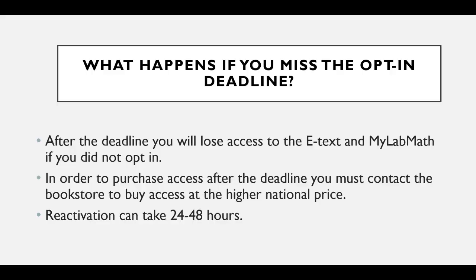What happens if you miss the opt-in deadline or you choose to opt out? If you don't opt in or you opted out, after the drop add deadline, you will lose access to the e-text in MyLab Math. It will eventually disappear. In order to gain access again, you have to go directly to the bookstore or to the bookstore website and purchase at the higher national price. Once you do that, reactivation can take 24 to 48 hours. The national price is probably $20 to $30 more than the $61 that's available to UCF students. So please, before the drop add deadline, opt in.